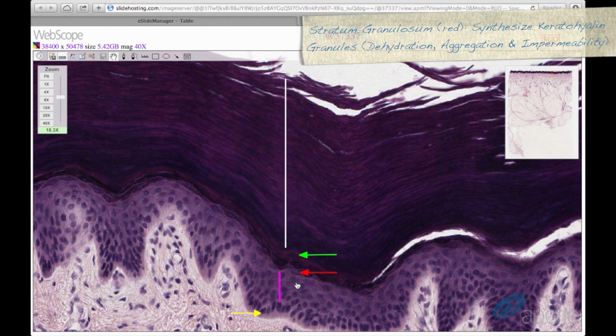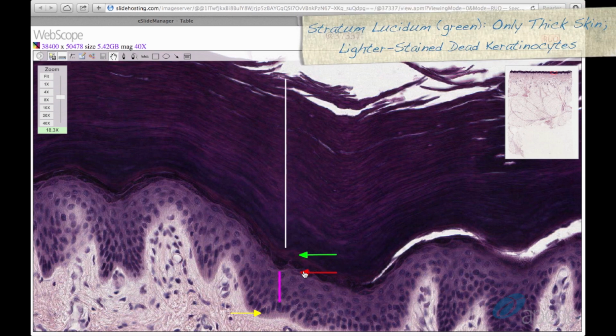The next layer is the stratum granulosum, which is indicated by the red arrow. These cells are actively synthesizing keratohyalin, which is stored in the granules that are visible under light microscopy. Keratohyalin and other proteins synthesized during this stage promote dehydration, aggregation, and formation of an impermeable lipid-containing epidermal membrane that gives the skin its homeostatic functionality once it reaches the stratum corneum layer.